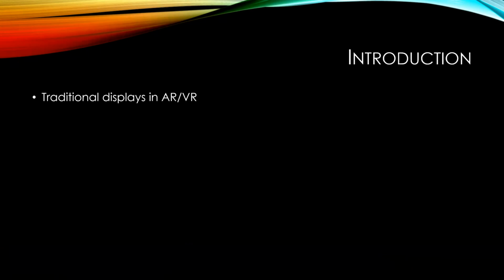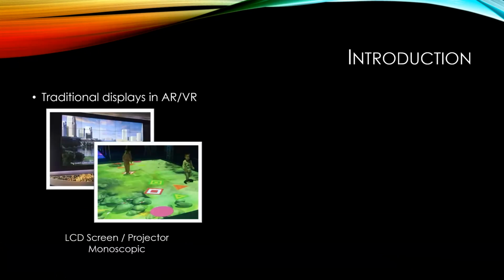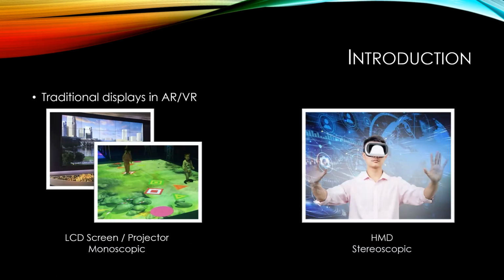Displays play critical roles in AR and VR systems. Traditional displays involved in such systems include LCD screens or projectors, which are generally monoscopic. HMD is another type of AR/VR display, which has gained more and more attention in recent years. Although it can provide stereoscopic views, viewers still suffer from visual discomfort caused by vergence accommodation conflict.